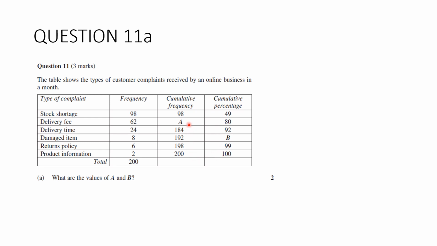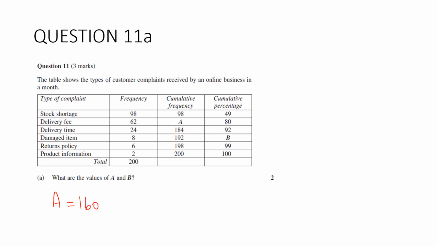Now recall that the cumulative frequency is just the adding up of the frequency column line by line. So the 98 goes across here, then we add on 62 to get A. And so 98 plus 62 is 160. A is equal to 160.